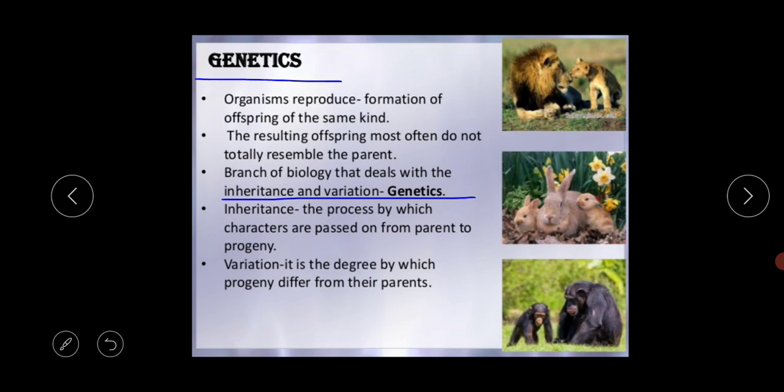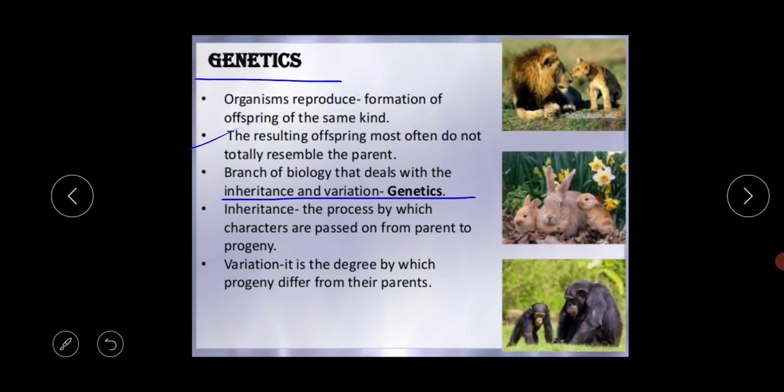But still, nowadays we show considerable variation. Because we are all produced from our parents by sexual reproduction, either in vitro or in vivo, but still we show considerable variation. Organisms reproduce by formation of offspring of the same kind, but the resulting offspring most often do not totally resemble the parent. So this is the variation.